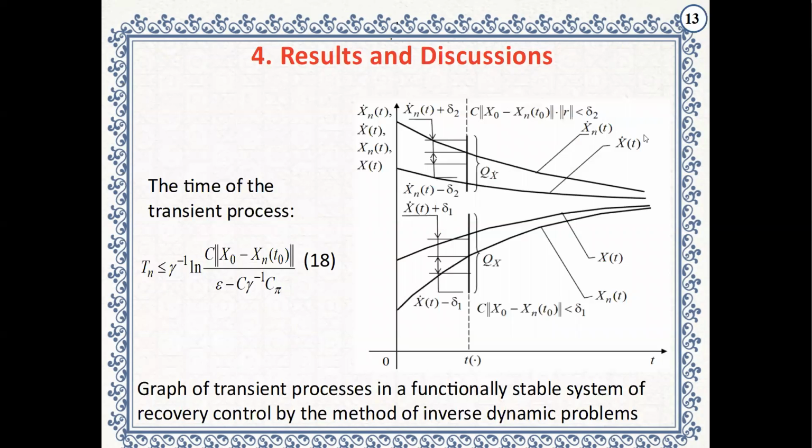We can conclude that in the presence of external disturbances, the time of transient process increases. With great disturbances, the time of transient process increases significantly. To reduce the time of the transient process in the system, it is necessary to increase gamma by means of an appropriate choice of control.